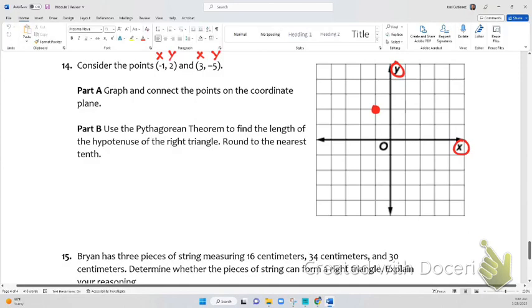The second point is going to be at 3, -5, so I locate 3 on the x-axis because it's a positive. It's going to be 3 to the right. And then the second number is a -5, which means I'm going to go down 5 after I go to the right 3. So to the right 3, down 1, 2, 3, 4, 5. Your second point will be down here.